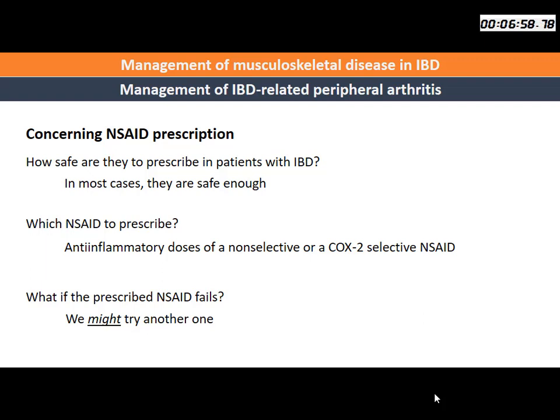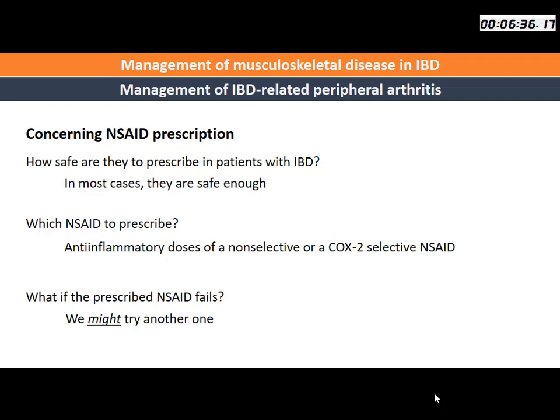Concerning the NSAID, how safe are they to prescribe in patients with IBD? In the literature, of course, it's mentioned that NSAIDs can initiate or can exacerbate the IBD disease. There are no clear studies that really study this relationship. The experience is that they are safe enough.